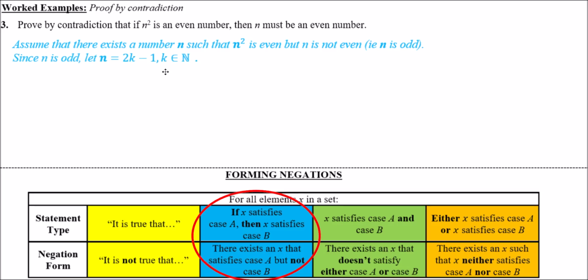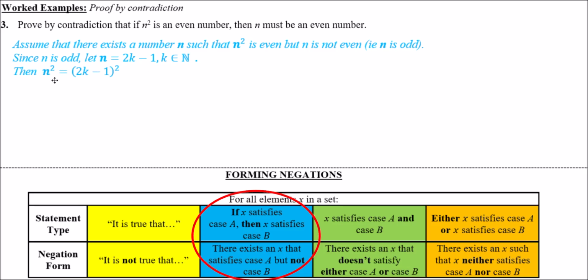Because n is odd, let n equal 2k minus 1, where k is some natural number. Okay? So if you take any natural number, if we double that, you get an even, because an even number is just a multiple of 2. Minus 1, or indeed plus 1, will give you an odd, because an odd number is either 1 more or less than an even.